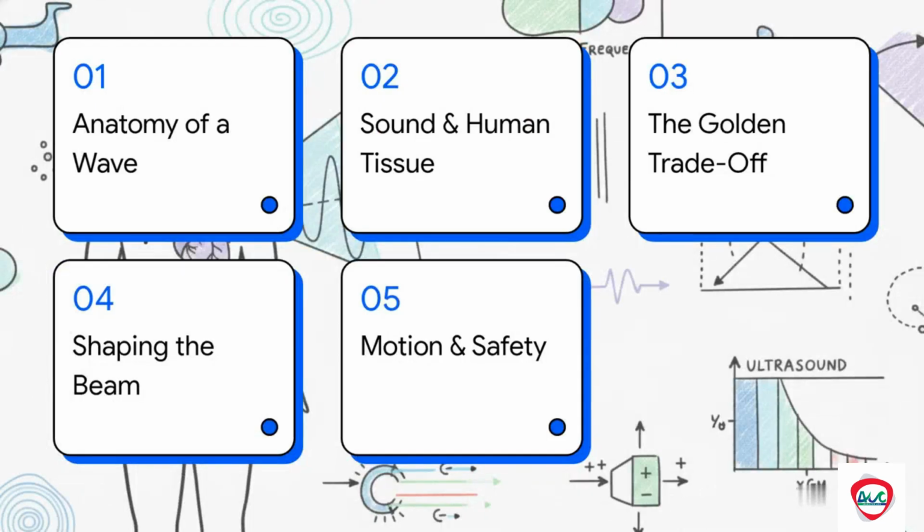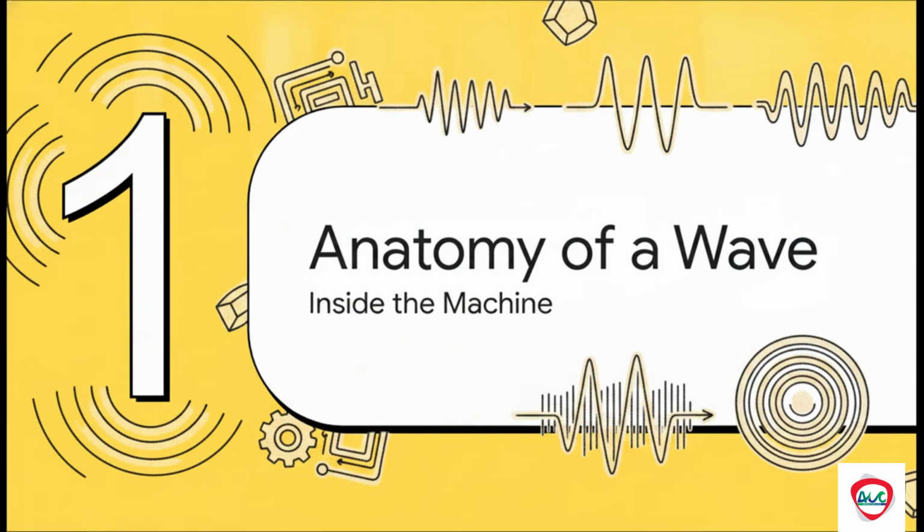So, here's our game plan for today. 5 quick chapters: anatomy of a wave, sound meets human tissue, the golden trade-off, shaping the beam, and we'll wrap up with motion, artifacts, and safety. Let's get to it. Chapter 1, Anatomy of a Wave.